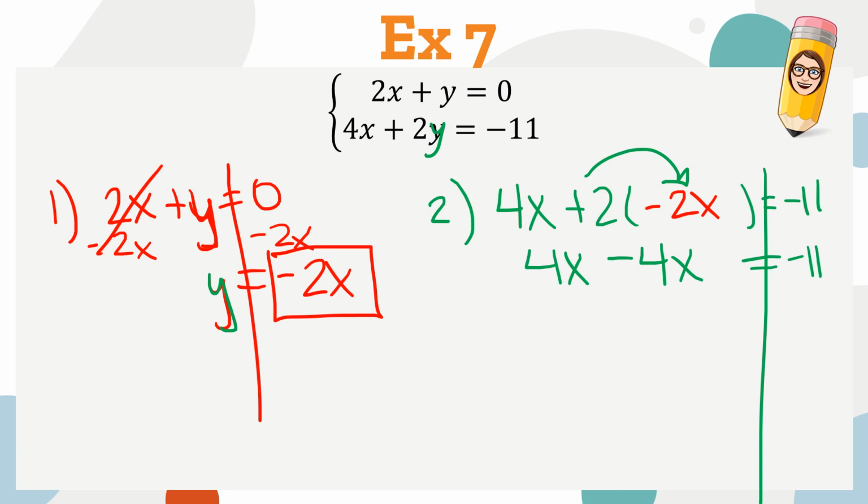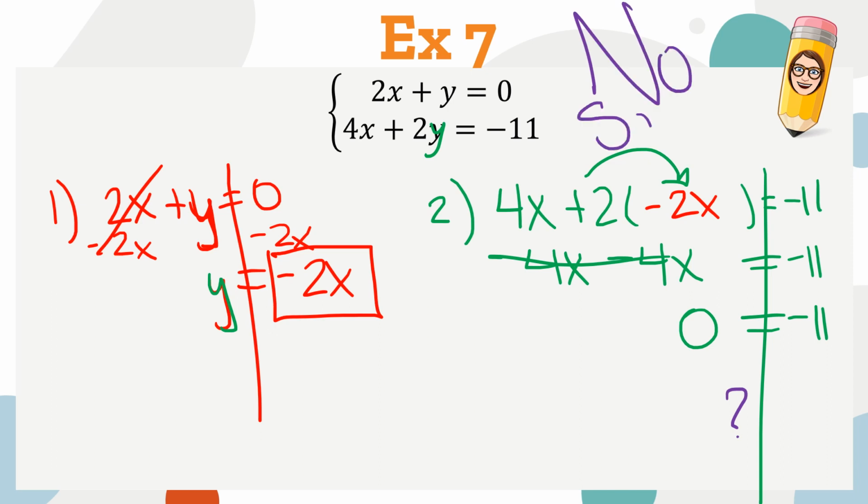Wait, that looks different. What's 4 xylophones minus 4 xylophones? Nothing. Normally I'd just cross off, right? But I need something, so I'm going to say 0. We're done. Does 0 equal negative 11? No, no solution. So even if it looks a little different, still follow the same steps, and it leads to no solution.